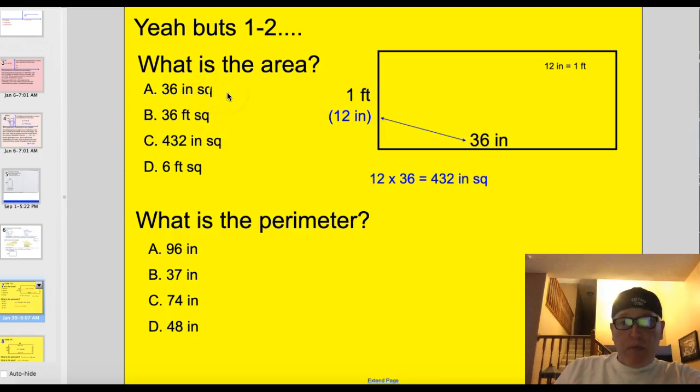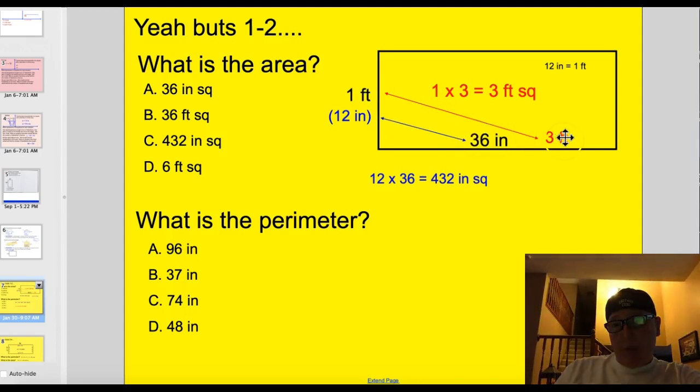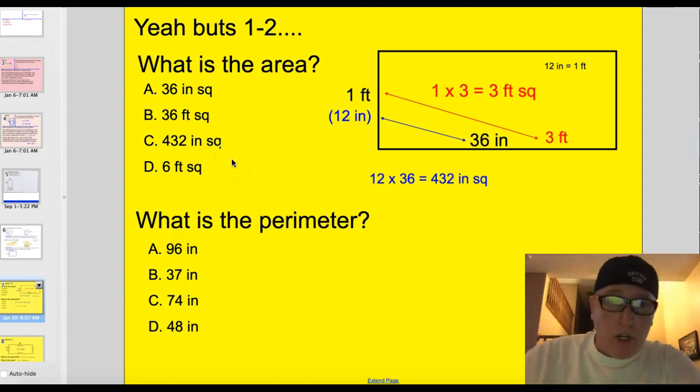If for some reason these were more in feet, we did have some answers in feet here, you could also do it that way. Leave this measurement in feet, take 36 divided by 12 and get 3 feet here, and then that would be 3 feet squared. Both of those are possible answers. There's only one of them there, 432 square inches. There's a couple of those on tests and quizzes, so watch out for those.